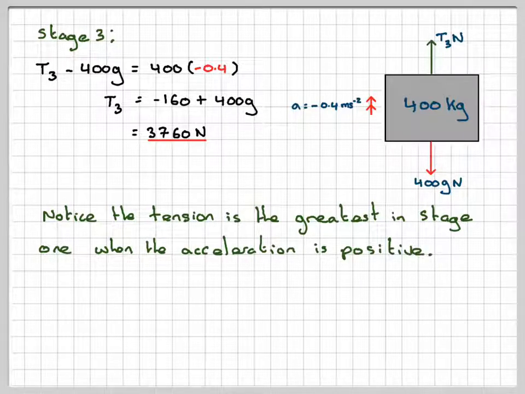Okay, we weren't asked, but notice that the tension is the greatest in stage 1 when the acceleration is positive. Okay, so that's been a video to show you how to calculate the maximum speed and then use that to find acceleration in order to find the tension at each stage of a weight's journey upwards.